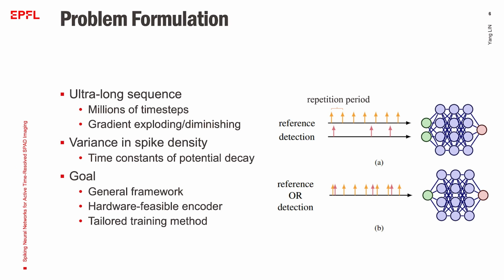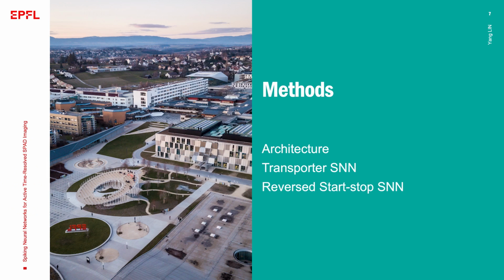It would be easy to transform these spike trains into more informative ones on the PC, but the hardware limits such flexibility. Herein, we hope to build a general spiking neural network framework with a hardware-feasible encoder that transforms the phase-coded spike trains, and we need to find tailored training methods to effectively train the neural networks. So in this work, we propose two methods, Transporter SNN and the Reversed Start-stop SNN. I will talk about the architecture that they share in common and then delve into respective designs.